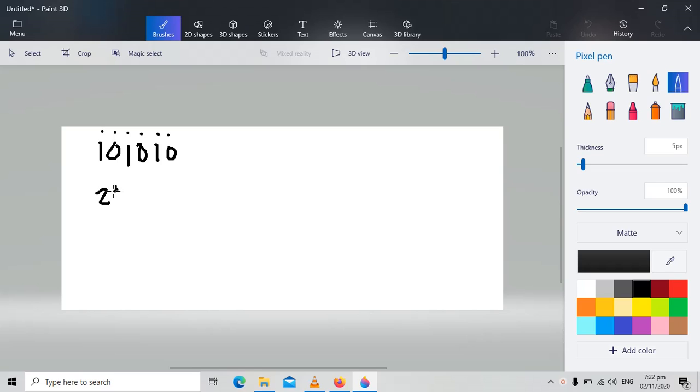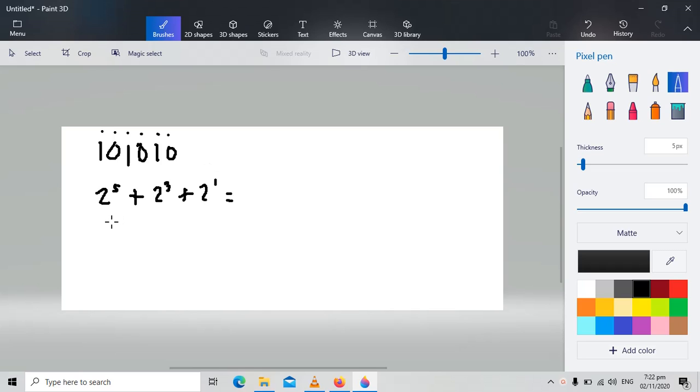2 to the power of 5 plus 2 to the power of 3 plus 2 to the power of 1. Okay, now we need to add these values here.